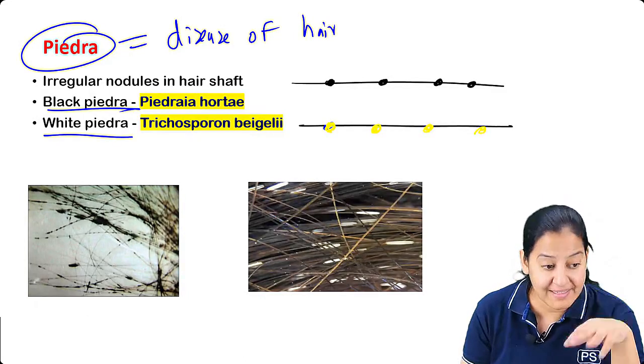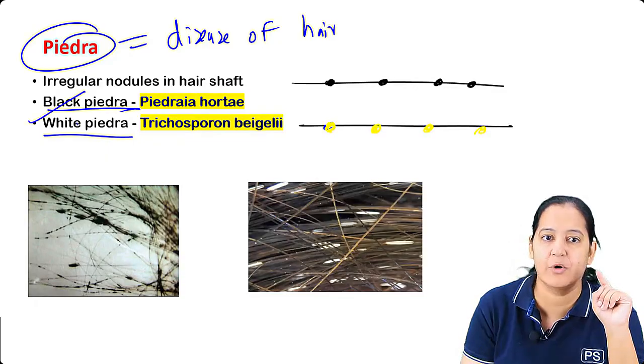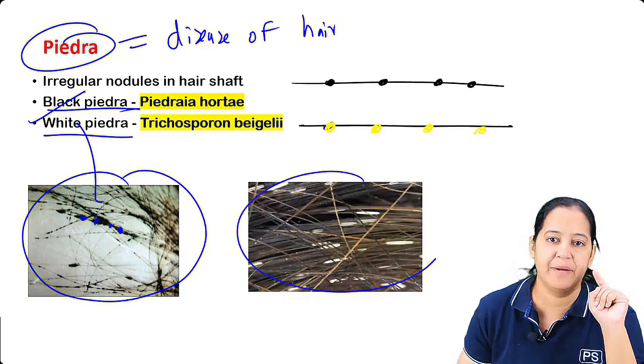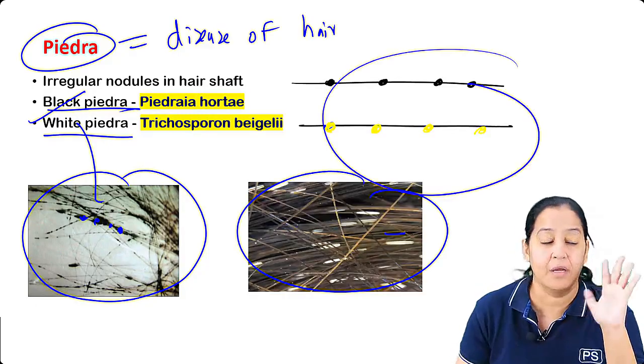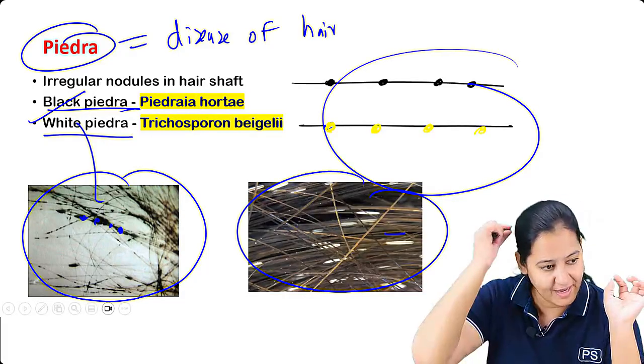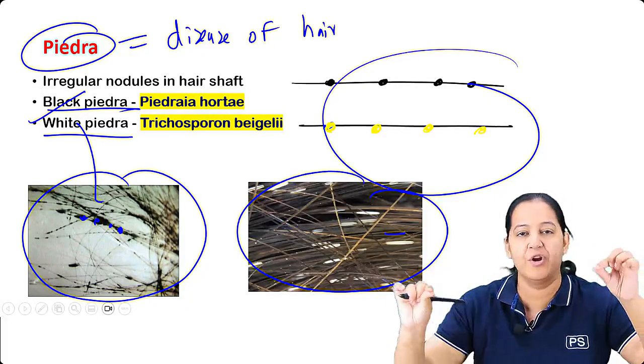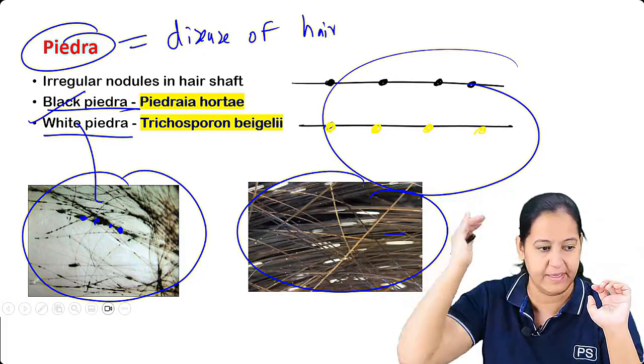Black piedra has black nodules in the hairs. Can you see the black nodules? And this is white piedra, with white nodules. The disease is the same. The color of the nodules is different. In the entire hair, small nodules are there. You take one hair and you get multiple knot-like nodular structures in the hair. That is the disease.